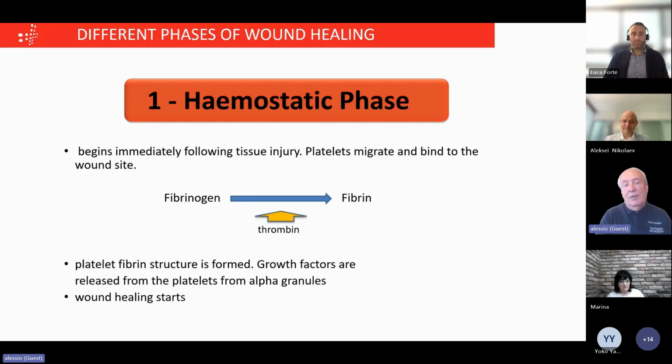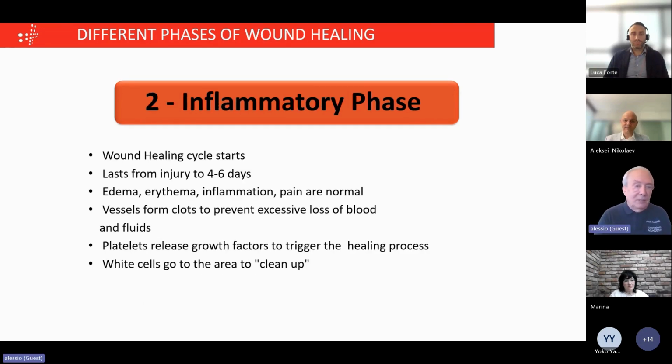The first, hemostatic phase, with fibrinogen that is transformed through thrombin into fibrin. The platelet fibrin structure is formed and the growth factors are released. And these growth factors are signaling proteins that we can modulate. The second, inflammatory phase, can last around 4-6 days, and we remember that after the wound healing, we have some little pain when we have an injury, edema, erythema, inflammation.